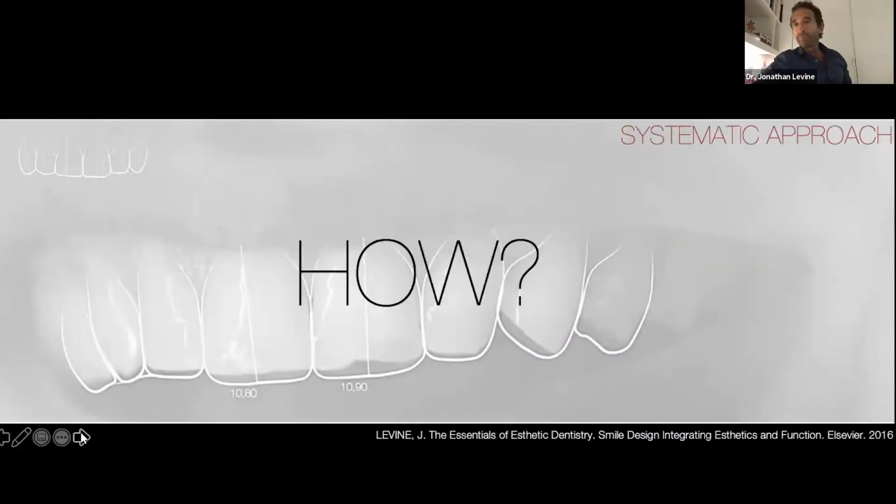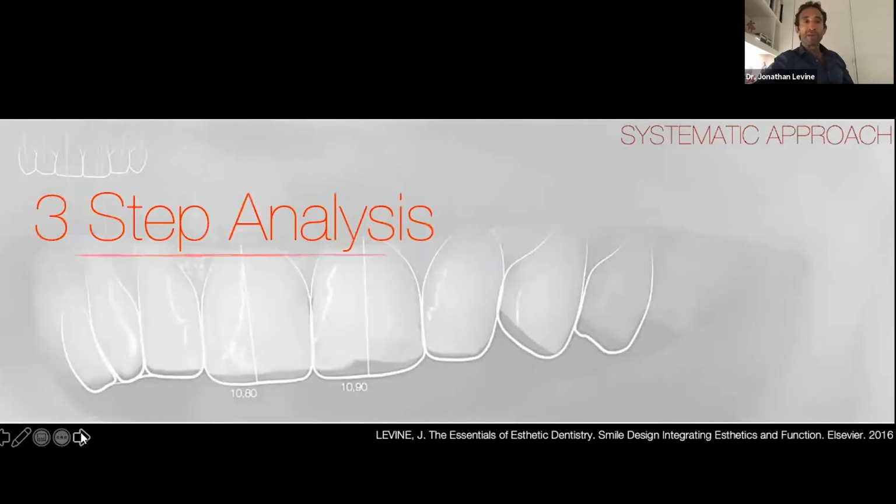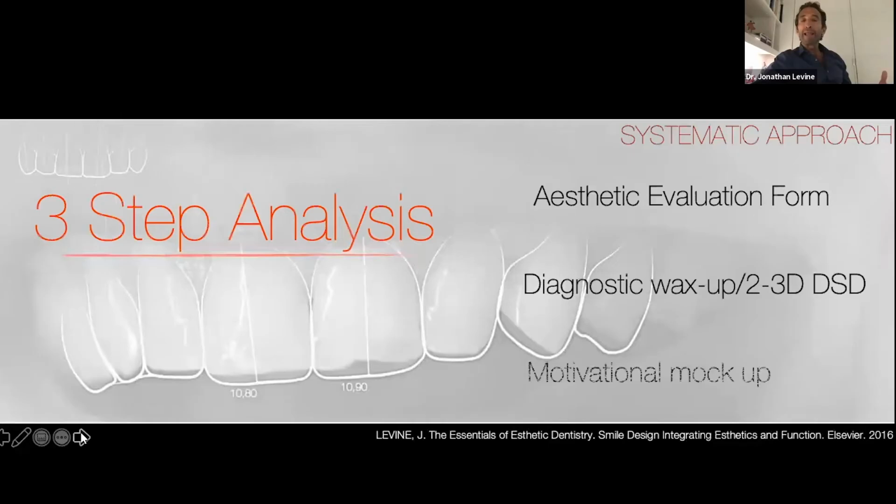How are we going to do it? We're going to do it with a systematic approach. Okay. And what I want to introduce to you is this concept that we first published over 25 years ago, but it's this three-step analysis. And this three-step analysis basically takes us through an aesthetic evaluation form, which is a checklist. Like in a cockpit, you're flying a plane, you're going through a checklist.